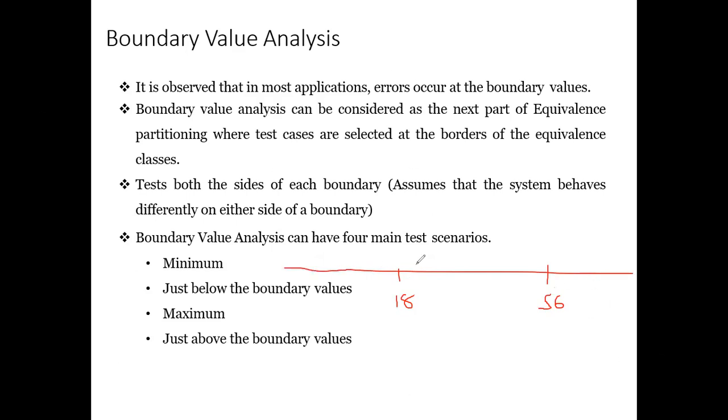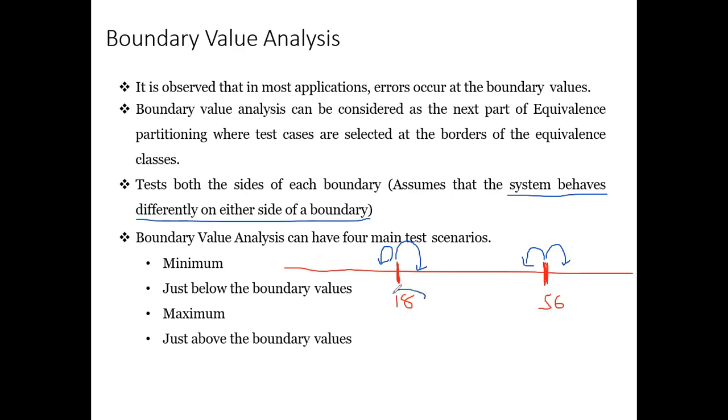Okay, here when we do the boundary value analysis, we have to look at the edges of these equivalent classes, right? Edges means basically the 18 and the 56, and we have to test both sides of each boundary, which means this side as well as this side. Here also we have to look at this side as well as this side. Here the assumption is system behaves differently on either side of a boundary.